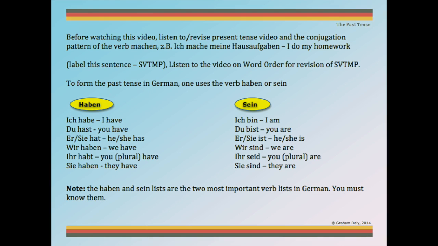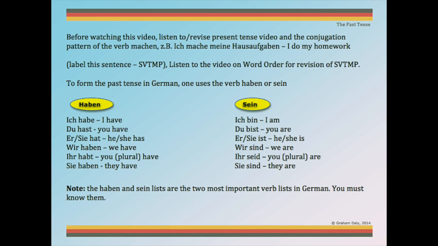If you've listened to the German podcast on word order, can you label what is the subject of the sentence? What is the verb of the sentence? I'll give you a hint. The verb is always in second position. So that's mache. Okay, so let's go.